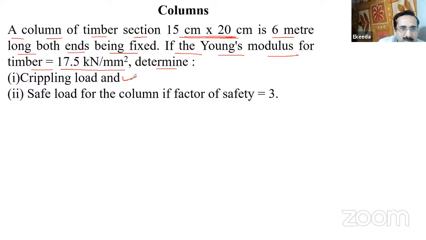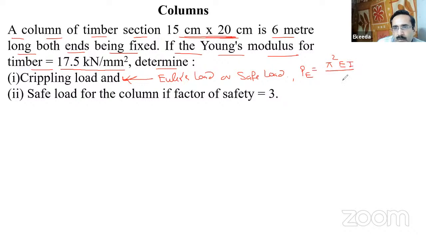When we say crippling load, it means Euler's load or safe load, which is pi square EI upon LE square. Both ends are fixed, and Young's modulus is also given. We have to determine the crippling load, and the safe load for the column if a factor of safety is given. So two parts are there, and let us take the first part.